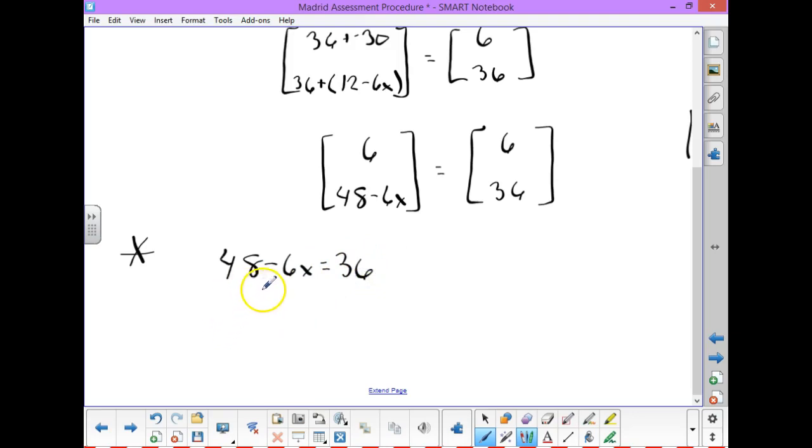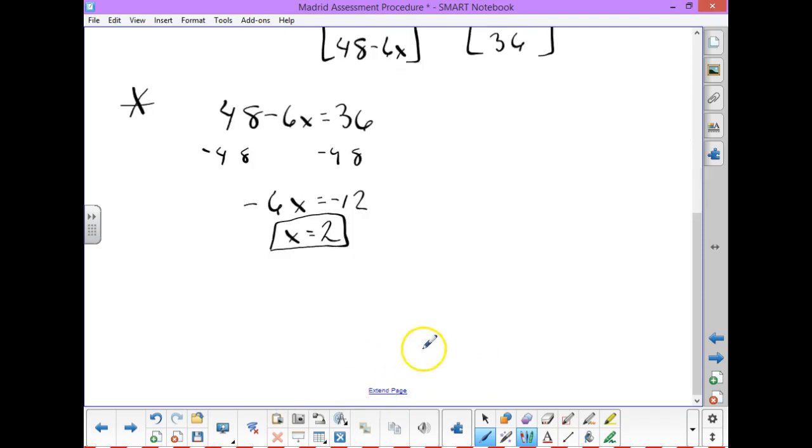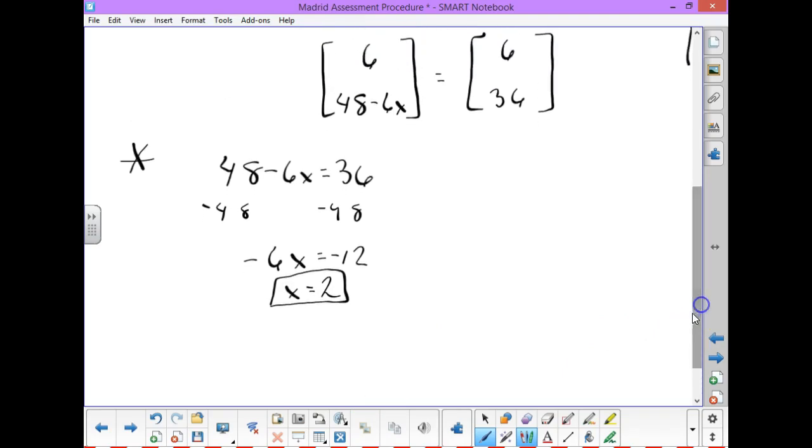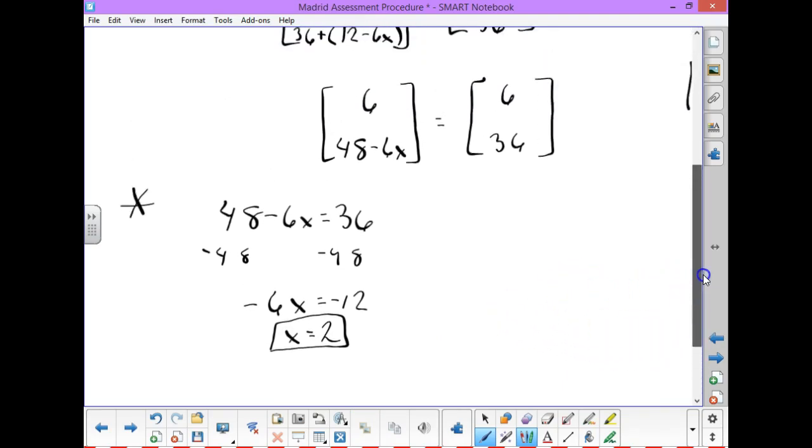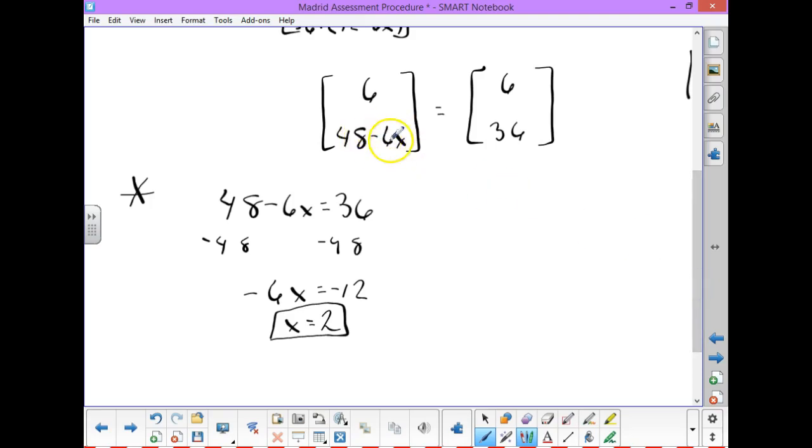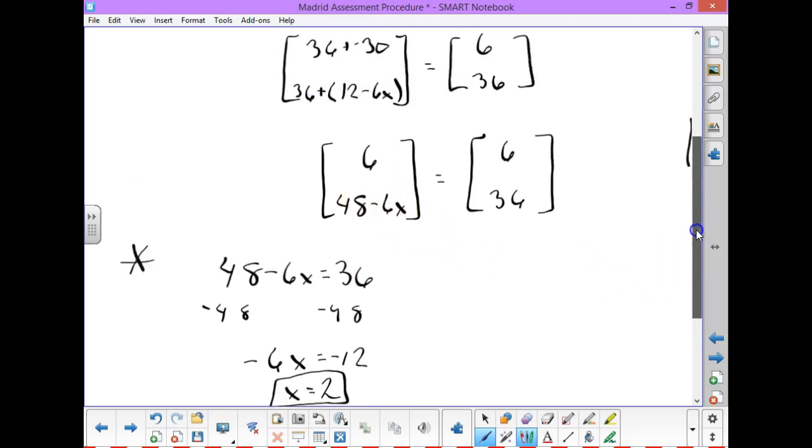Here I can do a couple of things. What I'm going to do is subtract 48 to solve for x. I now have negative 6x equals negative 12. And long story short, you guys know here that x is 2. So that is indeed how you would go about solving this problem for x. So, what did it ask? Now, of course, if it asked to prove, I could simply plug it in and I'd be done.